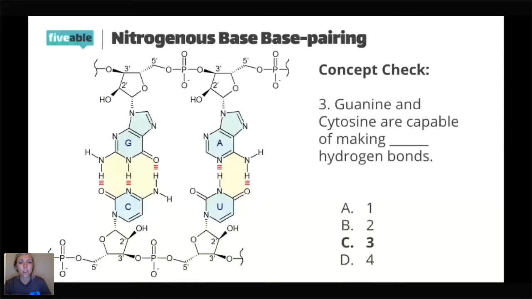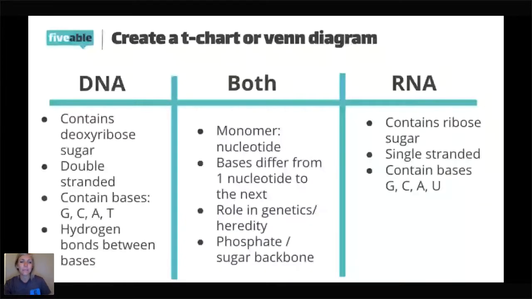Okay, so back to our T-chart real quick. Added a few things. The bases found in DNA and RNA: GCAT for DNA, GCAU for RNA, very good. And then hydrogen bonds between the bases for DNA, phosphate sugar backbone. I added this one in too, that they both play a role in genetics and heredity. If we would have had time, I would have gone over a little bit more of transcription and translation, but that is jumping ahead a little bit too much. So we'll wait until we're into energetics and we can talk about that a little bit more.